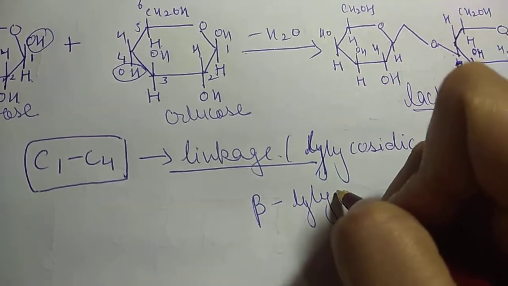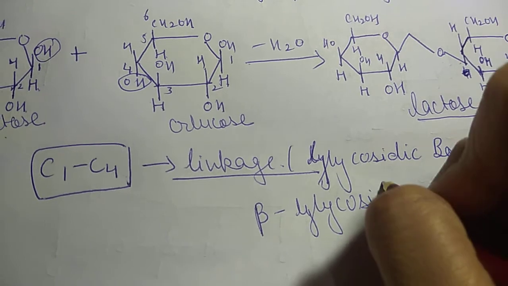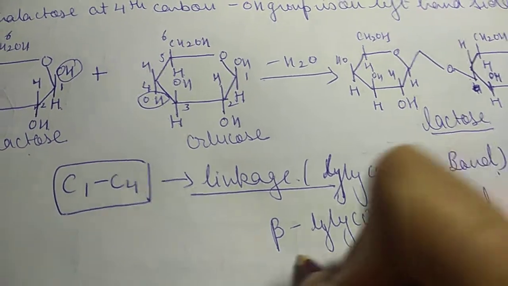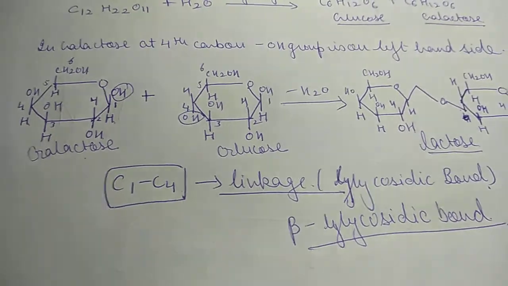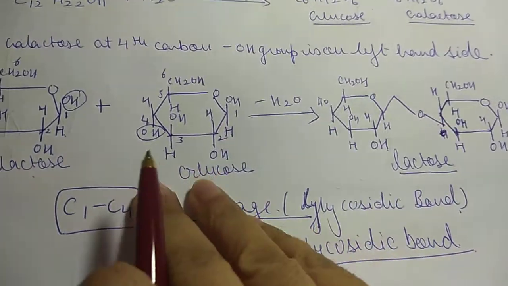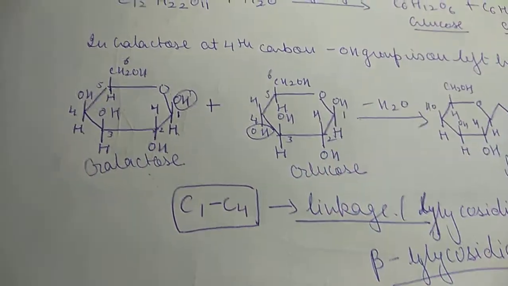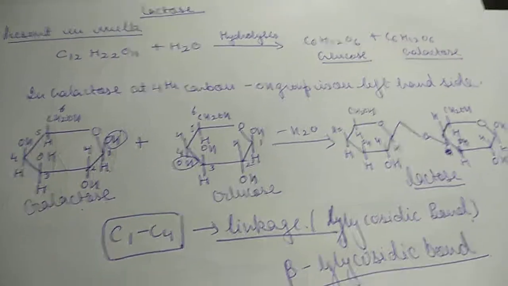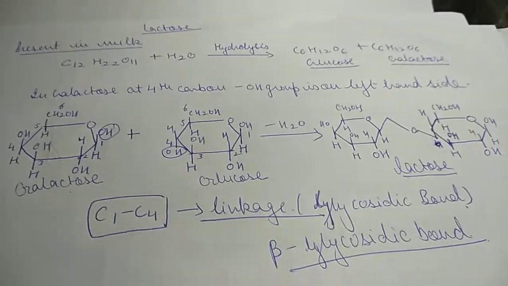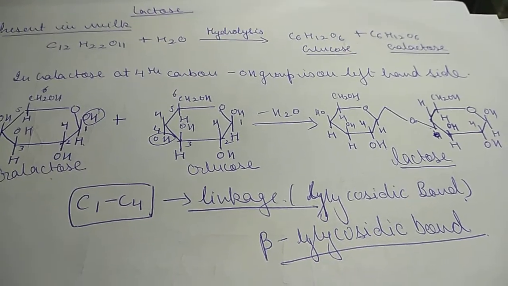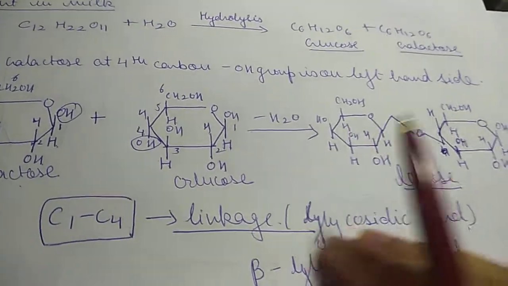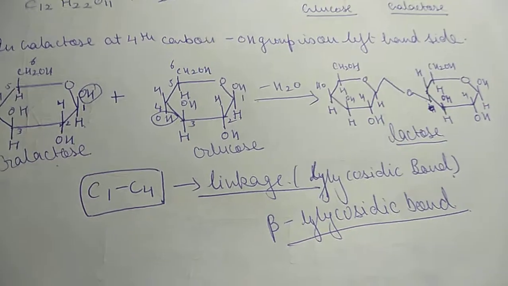Beta glycosidic bond due to the presence of carbon number 4. So we have done 3 disaccharides. There were 3 disaccharides in your syllabus: sucrose, maltose and lactose. So this is the last one, lactose.